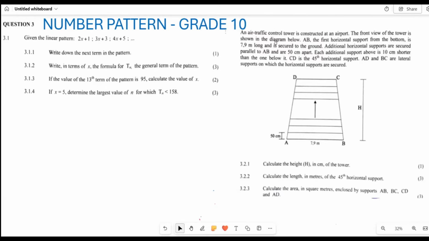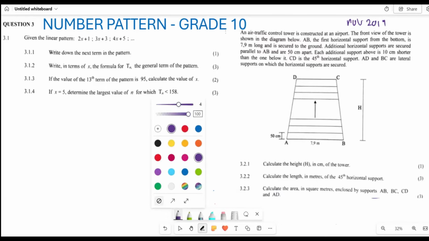Now, what is it that we are doing? We are looking at our exam questions, right? This is the November 2019 paper altogether. So basically, that's what we are doing today.